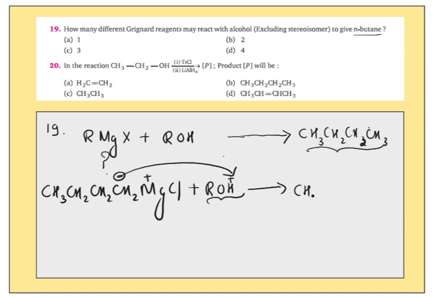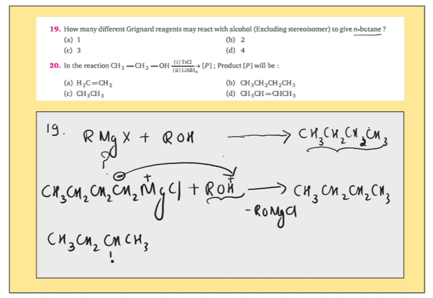So what are we going to get here? We are going to get the n-butane molecule. Of course, the byproduct is ROMgCl. Now, instead of n-butyl magnesium chloride, where MgCl is at the first position, what if I use a Grignard reagent like this, where the MgCl is at the second carbon? Still this will be minus and this will be plus.